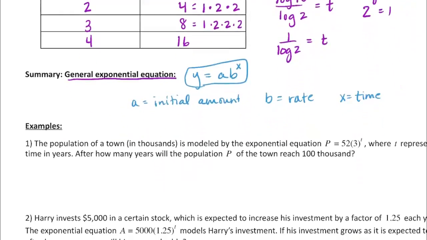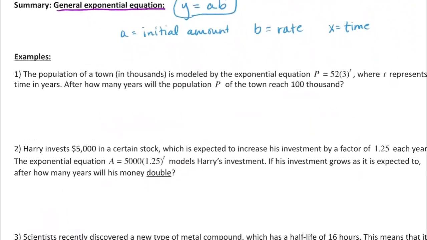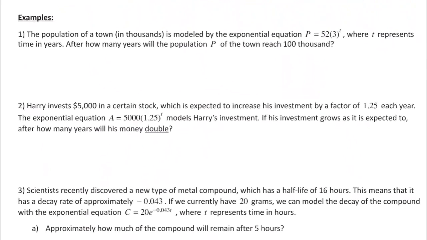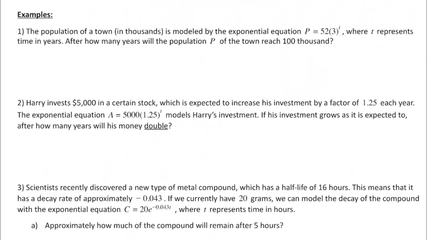And then I'm going to do some examples with you here. Having a calculator helps for these because you are, again, doing logs. So number 1, the population of a town in thousands is modeled by the exponential equation. So here you can see that setup. We have an initial amount and a rate where t represents time in years. After how many years will the population P of the town reach 100,000?